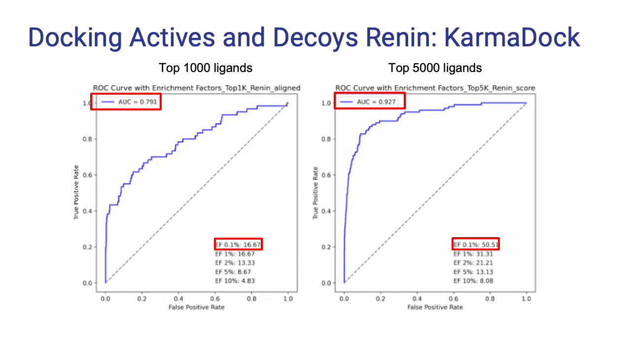For renin in KarmaDoc, it also achieved strong AUC values of 0.79 and 0.93 for the top 1,000 and top 5,000 ligands respectively, showing good discrimination between actives and decoys, but it had EF values of 16.7 and 50.5, suggesting weak enrichment in the top 1,000 ligands and close to random enrichment in the top 5,000 ligands.